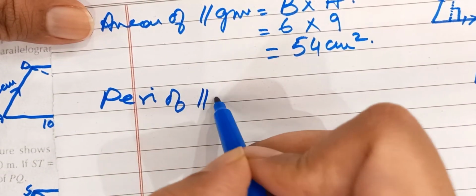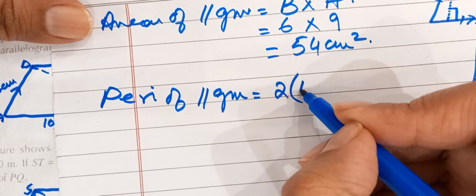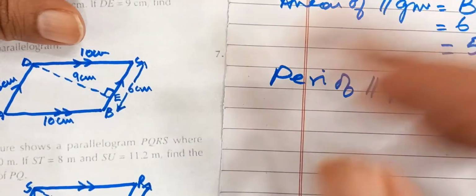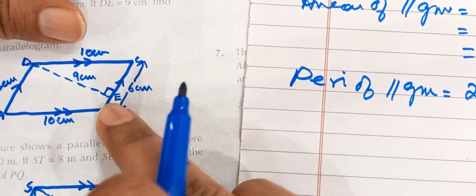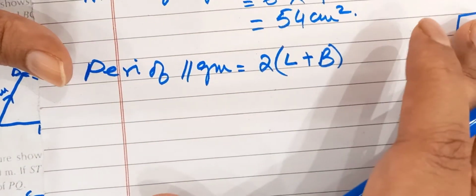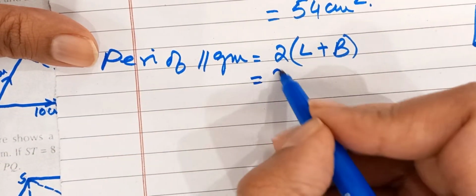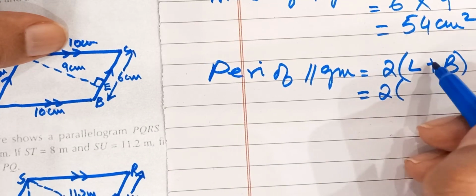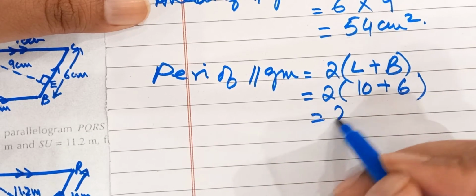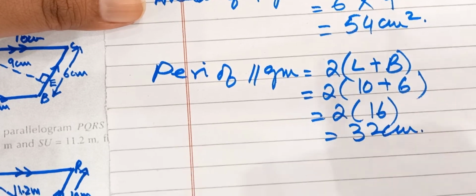Perimeter of parallelogram is equal to 2 into length plus breadth. This is length and this is breadth. We can say that this is breadth and this is length. It's the same as finding the perimeter of a rectangle. So 2 into length, the longer side 10, plus breadth, the smaller side 6. This is 2 into 16, which is equivalent to 32 centimeter, and which is our required answer.